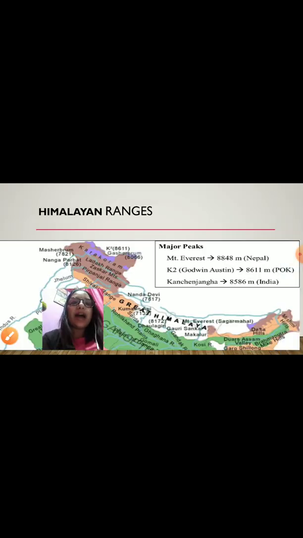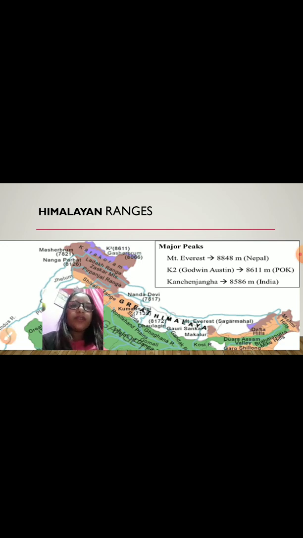Here we have a very important peak in the Trans-Himalayan range. If you remember, we have already discussed Mount K2, or Godwin Austen. That is the second highest peak in the world, and it lies in the Karakoram range, which is a part of our Trans-Himalayan ranges. Now next we have the Himalayan ranges.